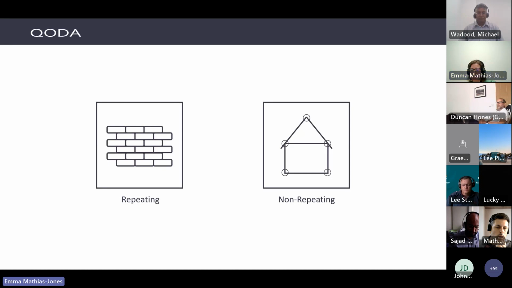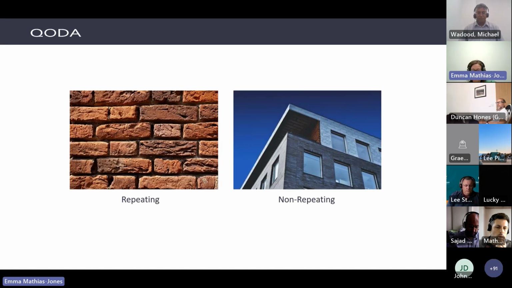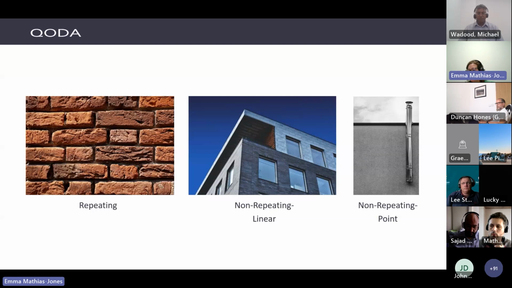Just to make it a little bit more complicated though. Repeating thermal bridges are things like wall ties, ceiling joists, joists in cold pitch roofs, essentially thermal bridges that are regular and repeating across a building element. And those we include in our U value. Those are hopefully fairly straightforward. But then there are the non-repeating thermal bridges, which are discontinuities in the building envelope. And those could be split down a bit further.